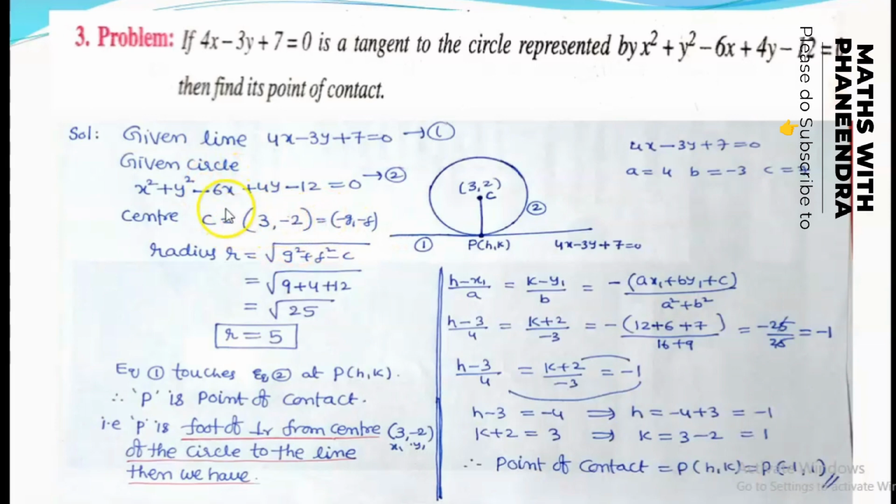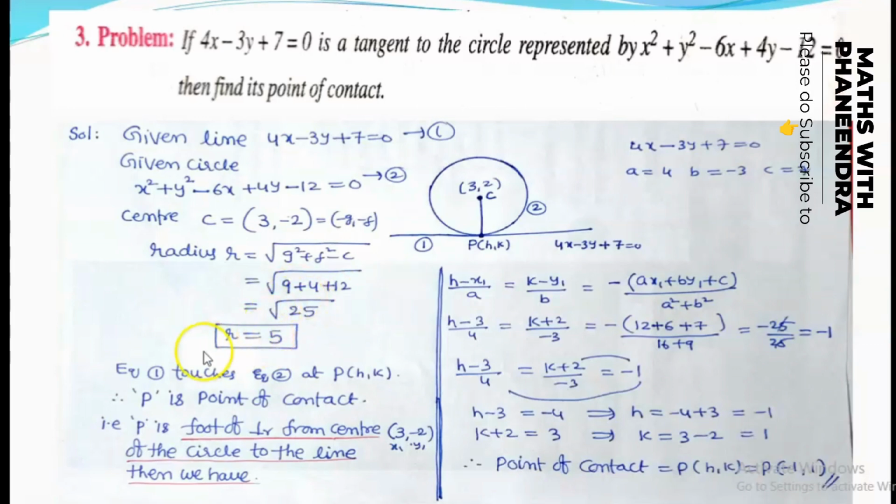Center we got it. So the radius of the circle r equal to root of g square plus f square minus c. g square means 3 square, plus 2 square, that means 9 plus 4. The c value is minus 12, so minus of minus 12 is plus 12. 9 plus 4 is 13, 13 plus 12 is 25. Root 25 is equal to 5. So we got the radius of the circle.